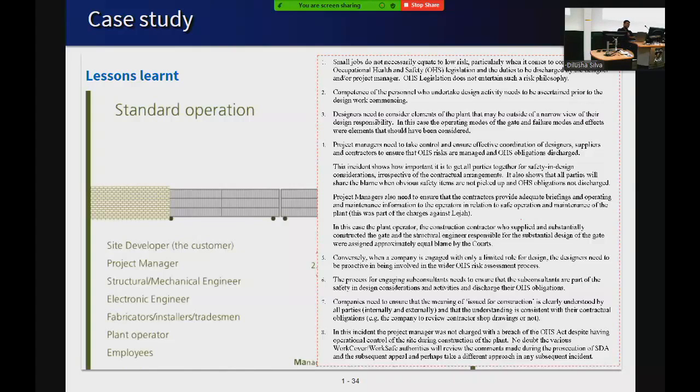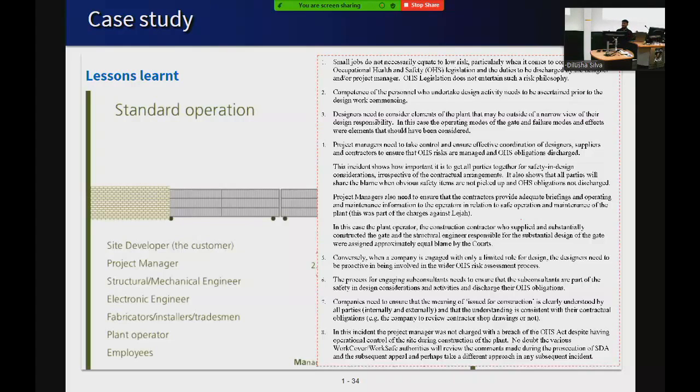Small jobs do not necessarily equate to low risk. So this wasn't a big job. It would have been a couple of tens of thousands. And the OH&S obligations are no less stringent on small jobs. Competence to act is very, very important. As I said before, we need to make sure the people doing the design have the competence. Looking outside your narrow view of what you understand.